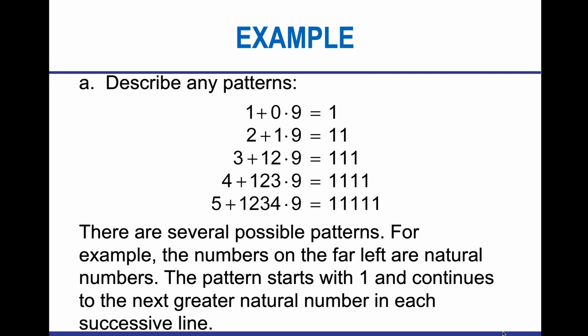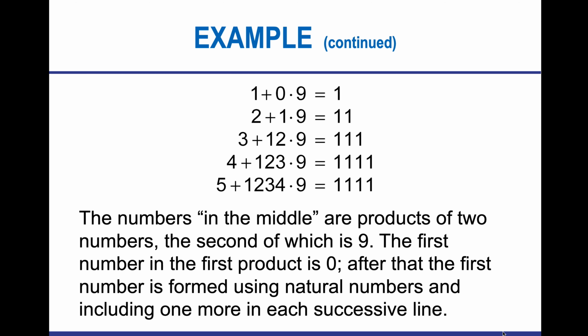For example, the numbers on the left are going to be natural numbers on the far left, and the patterns are going to start with 1 and continue with the next greater natural number in the line. So I had 1 plus 0, 2 plus 1, 3 plus 1, 2, 4 plus 1, 2, 3. So I'm looking at that next greatest number. Depending on how I think, I may see that slightly differently.